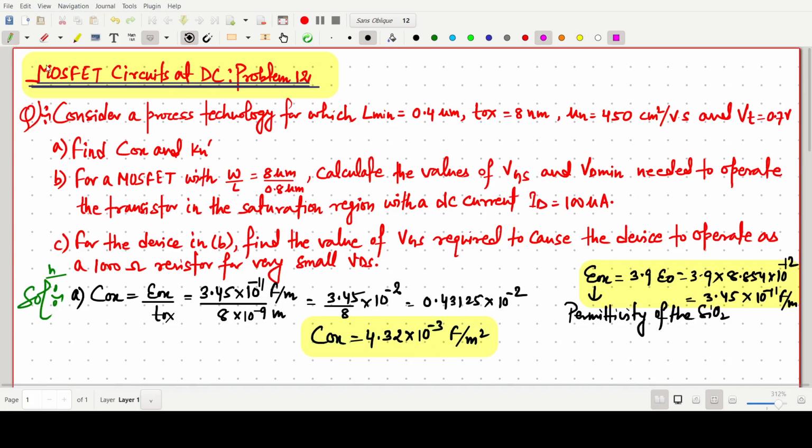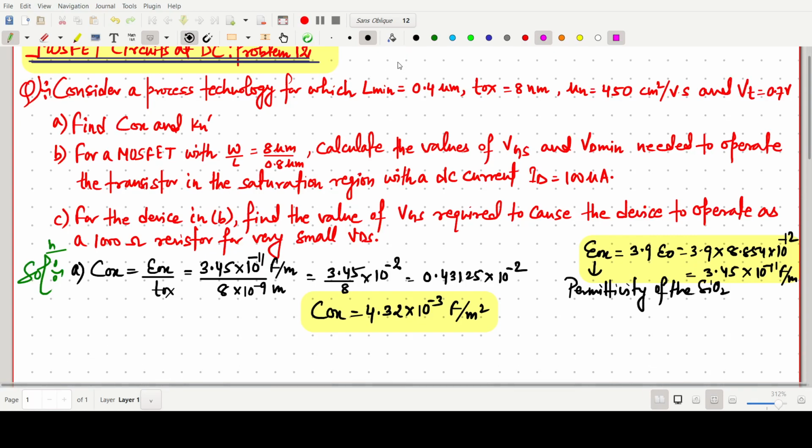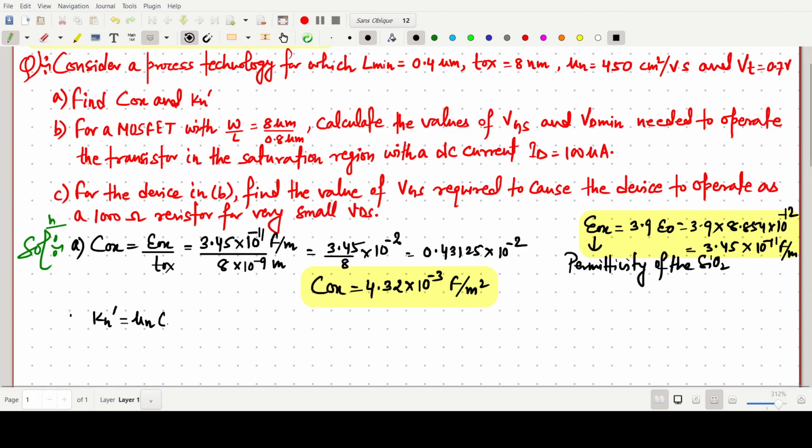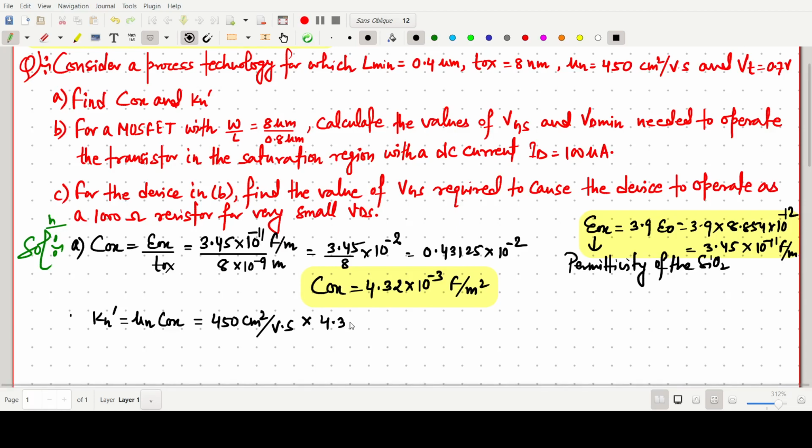Now we have to go for the process transconductance parameter. We have to be very careful about the units. Next, for K n dash, we can simply write K n dash equals mu n times COX. The mu n value is given as 450, and I am writing it with the full unit, centimeter square per volt second, and COX is 4.32 into 10 to the power minus 3 farad per meter square. Now we have centimeter square here and meter square there, so we have to make it the same unit.